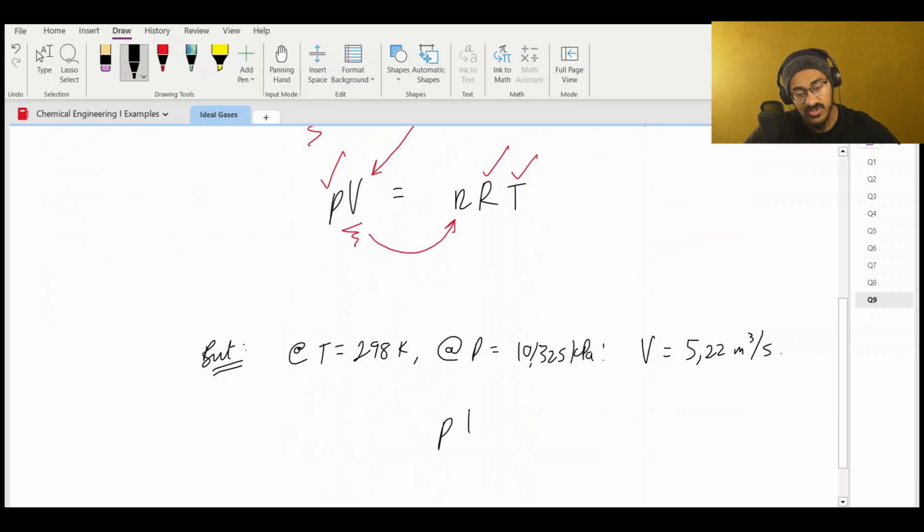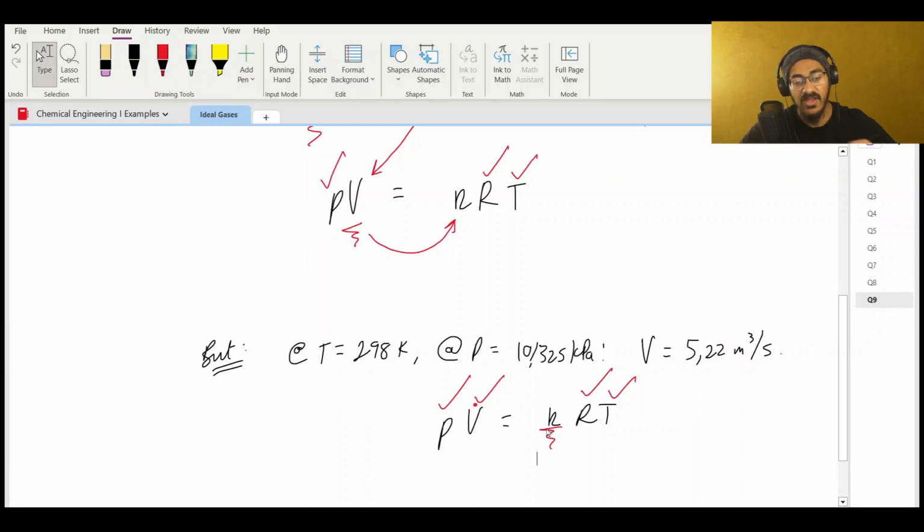So if I put this into the ideal gas law, PV equals nRT, then I know what my pressure is, and I know what my temperature is because it's at standard conditions. I know what the ideal gas constant is, and I also know what the volumetric flow rate is, with a little dot on top because it's a flow rate per unit time. And my only unknown is my number of moles.